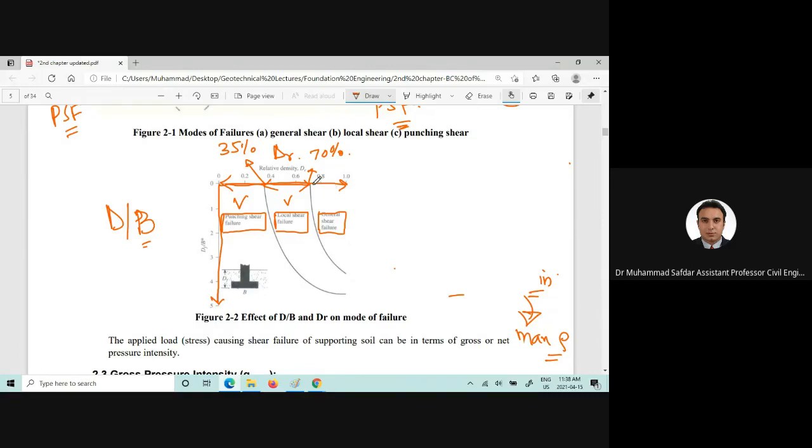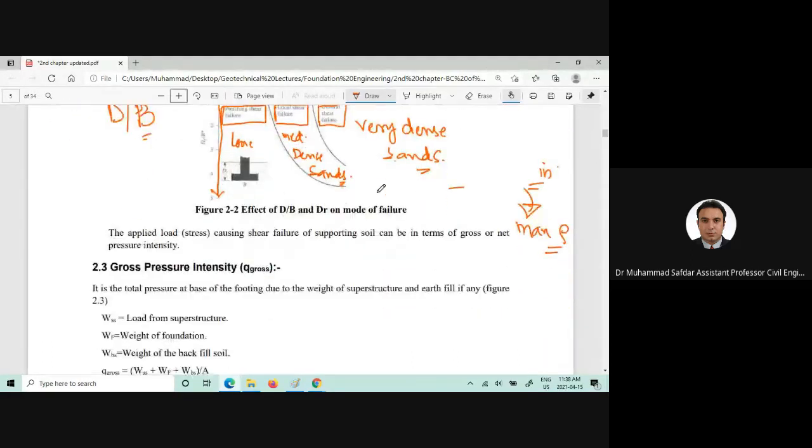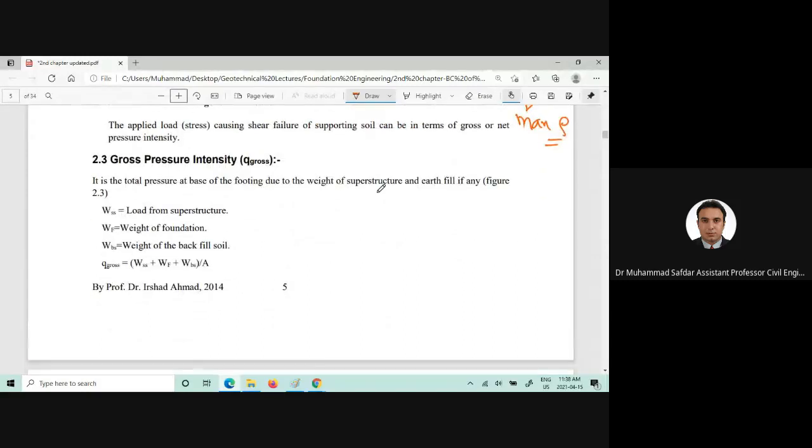I would call that loose sand, and I would call that medium dense sands and very dense sands. So greater than 70%, we will experience the general shear failure mode. Now that was all about the modes of shear failure.